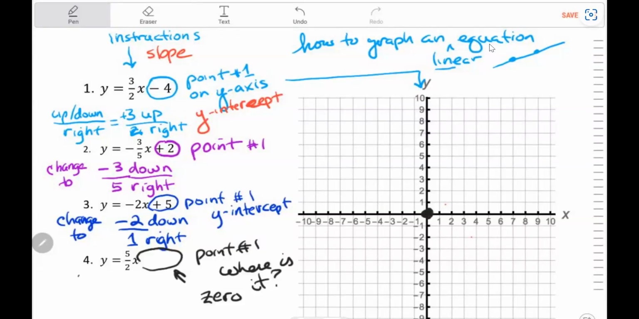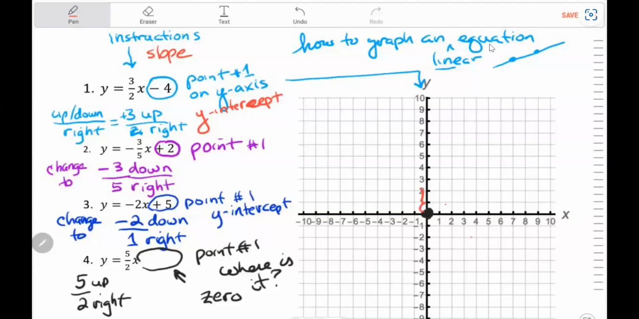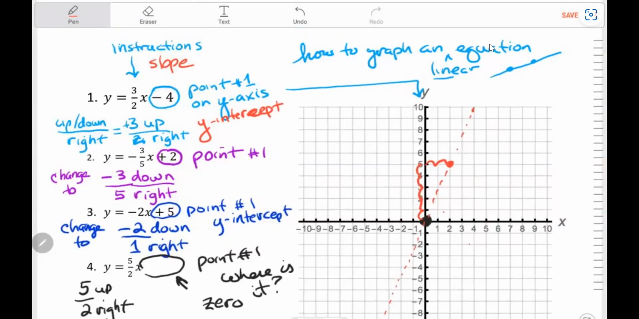And we already did this, right? 5 over 2. This is positive, so it's going to go up, and 2 to the right. And so we're going to go up 5, 1, 2, 3, 4, 5, over 2, 1, 2, and there's our point. We could do that again. 1, 2, 3, 4, 5, and over 2, and there's our line right there. You don't need to keep going because once you have 2 points, that's a line. And so there you go. That's how easy it is to graph a linear equation.